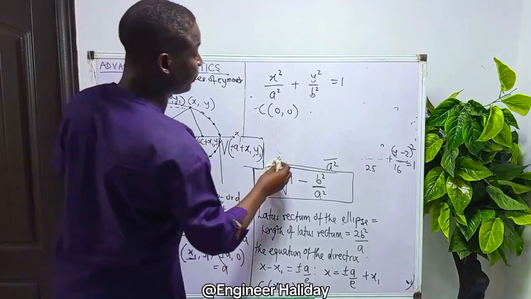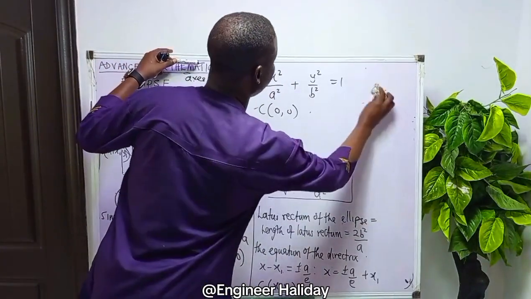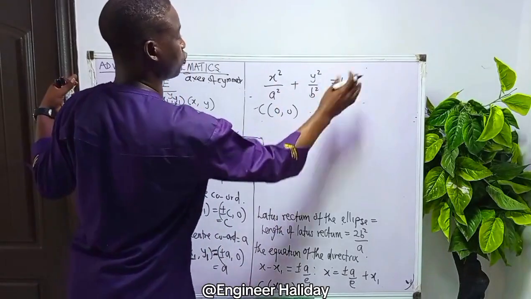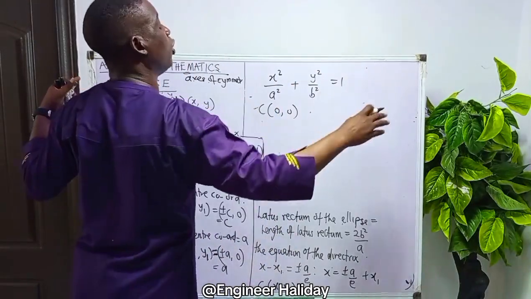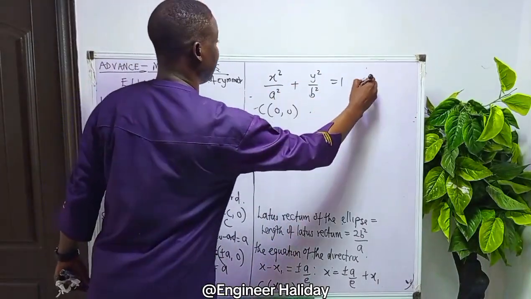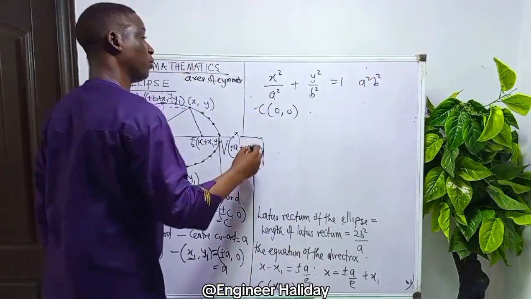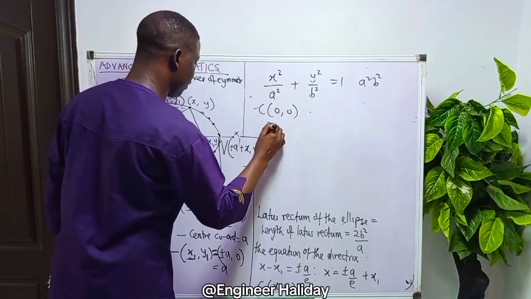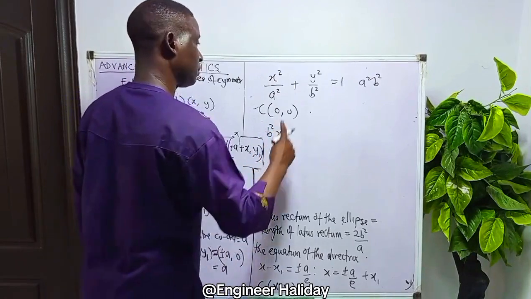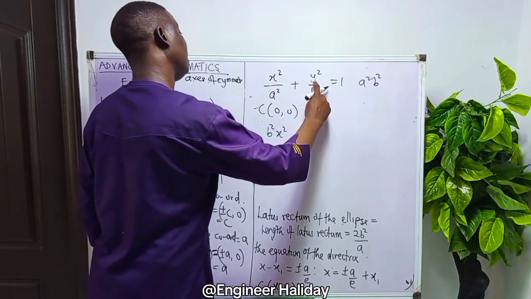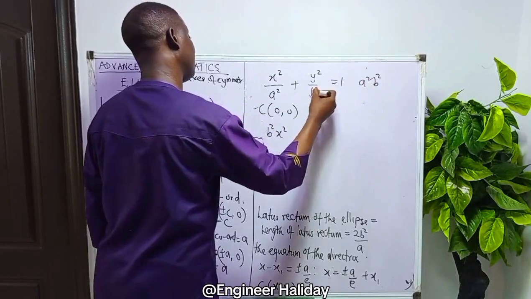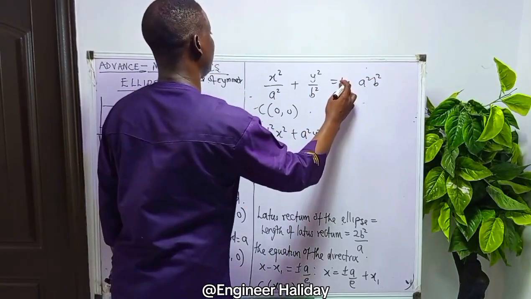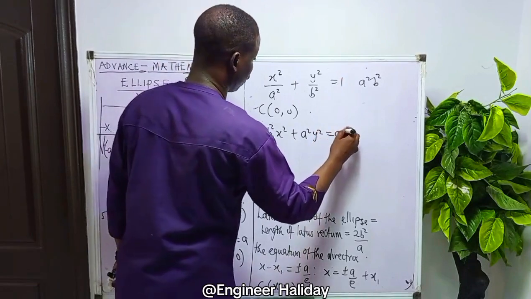first of all, you must learn how to differentiate. What you just need to do is simply differentiate it. And how do you differentiate? First of all, turn it to a linear format. Multiply all through by a squared b squared. If you multiply this one by a squared b squared, you have b squared x squared. This one will cancel this one. Then we have a squared y squared. Multiply this one by a squared b squared, we will have a squared b squared.